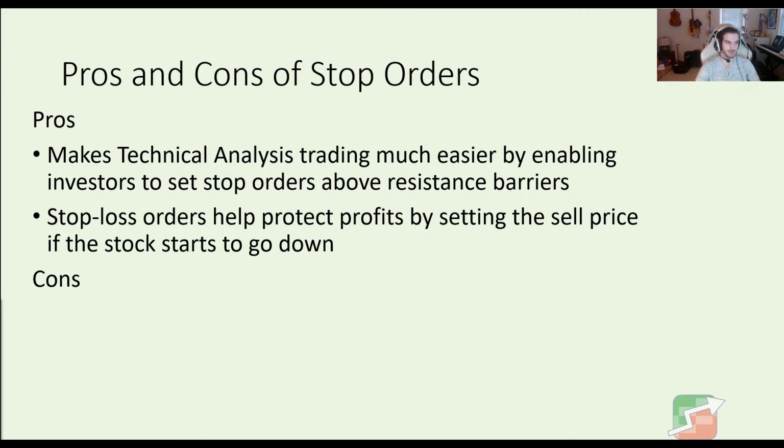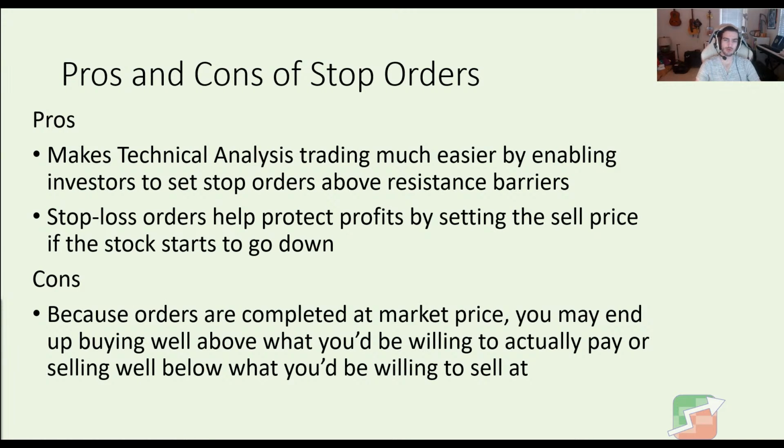Now, none of these methods is perfect. Why are these not good? Well, because an order is completed at the market price, you may end up buying well above what you'd be willing to actually pay. Again, we just talked about setting the minimum price you're willing to pay. I want to buy Tesla if it goes above $410. That's great, but what if Tesla had an earnings report and instead of going to $415 just went to $500? Guess what? You're not buying at $410. You're buying at $500.